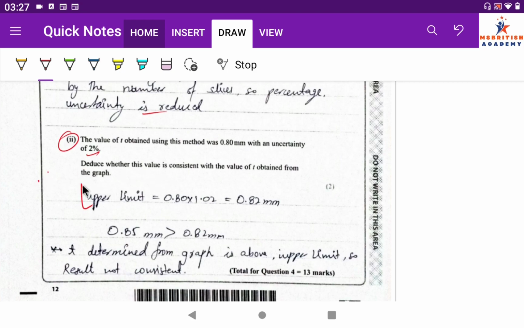The upper limit will be 0.8 times 1 plus 0.02. So this will be your upper limit of t that can be obtained, 0.82 millimeters. Okay, deduce whether this value is consistent with the value obtained from the graph.